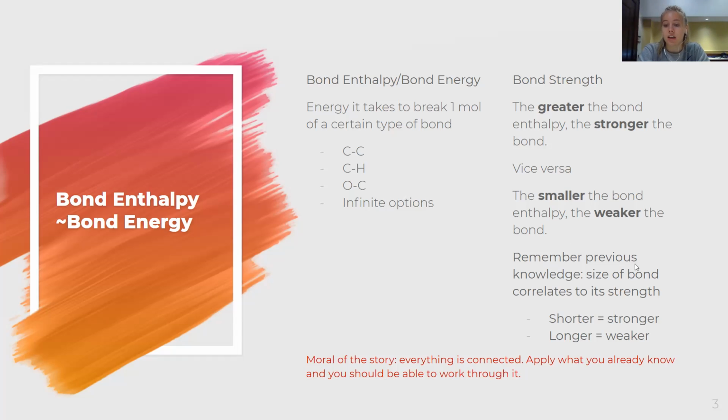Okay, and so if you remember that, you can relate that the shorter the bond, the stronger it will be, and the greater its bond enthalpy will be. And so the longer the bond, the weaker it's going to be, and the smaller the bond enthalpy will be, which will be reflected in charts. So the moral of the story is basically that everything's going to be connected. If you utilize all of that history that you have in chemistry, you'll be able to remember and apply it here, and everything starts making sense.